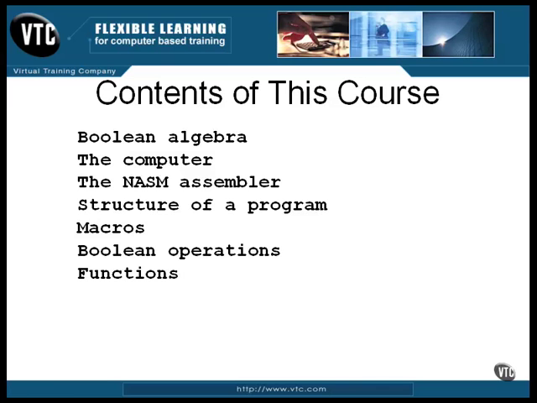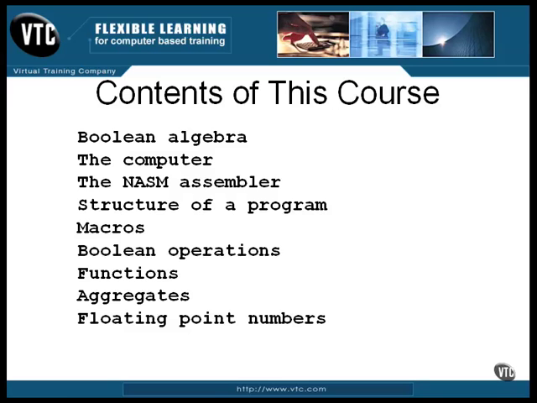Assembly language functions and function calls are very important. One of the most useful things you can do with assembly language is to write functions. Aggregate data includes arrays and data blocks structures. This includes addressing C structs and C bit fields. Floating point numbers work entirely different than integers do in assembly language.